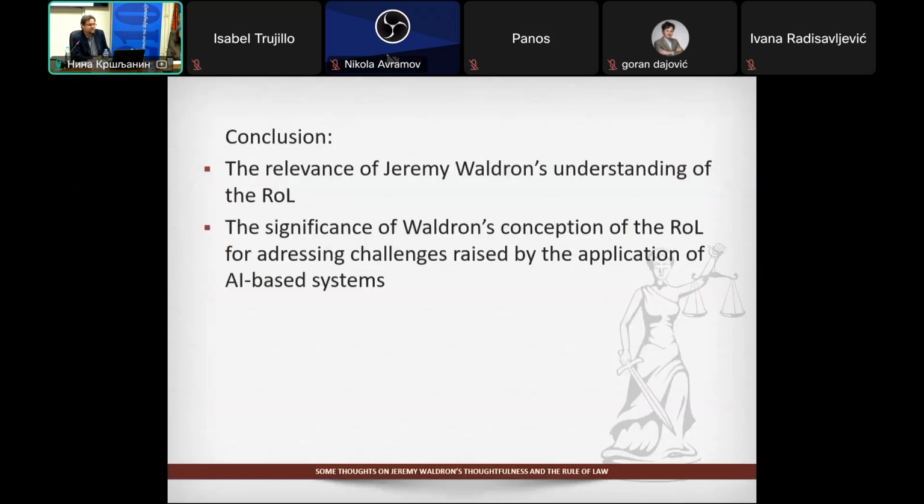And just to briefly conclude, regarding the relevance of Jeremy Waldron's understanding of the rule of law, it is a novel approach, following some older authors, but some elements of his understanding are very important, in my opinion, especially the connection between the rule of law and the value of human dignity. And when we talk about the threats of AI application, there is also a high significance of Waldron's conception of the rule of law for addressing such challenges.